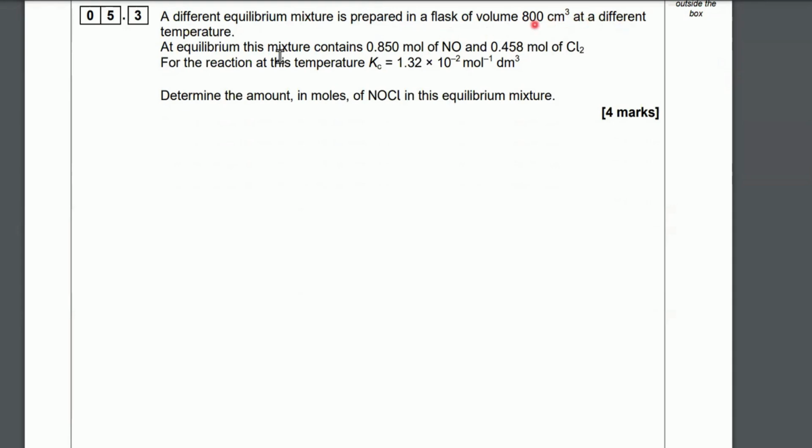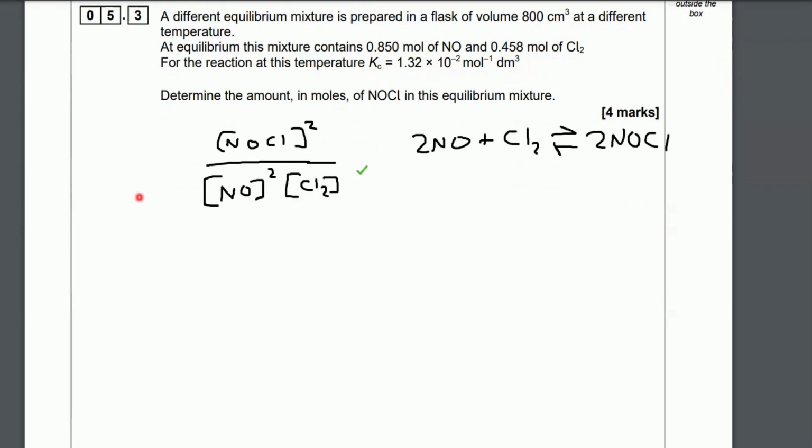5.3 for 4 marks. A different equilibrium mixture is prepared in a flask of volume 800 centimetres cubed at a different temperature. At equilibrium, this mixture contains 0.50 moles of nitrogen monoxide and 0.58 moles of chlorine. For the reaction at this temperature, Kc is equal to 1.32 times 10 to the minus 2 mole per decimetre. Determine the amount in moles of NOCl in this equilibrium mixture.